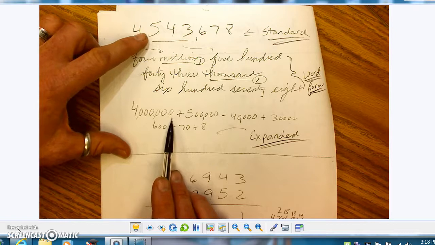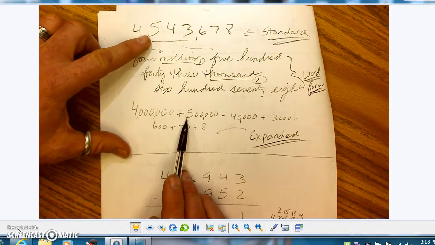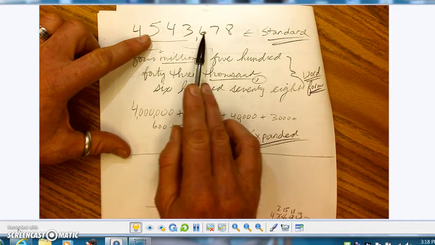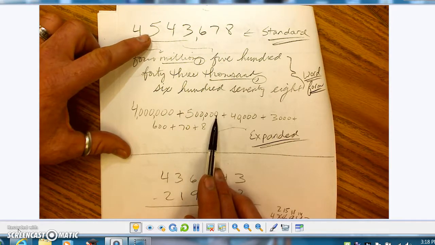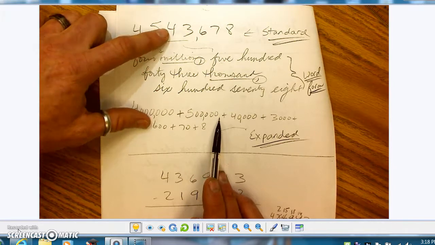Plus, that 5. Just write down the 5. How many numbers after it? 1, 2, 3, 4, 5. I'm going to put in 5 zeros. 1, 2, 3, 4, 5. Done. Next, 4. Write down the 4.